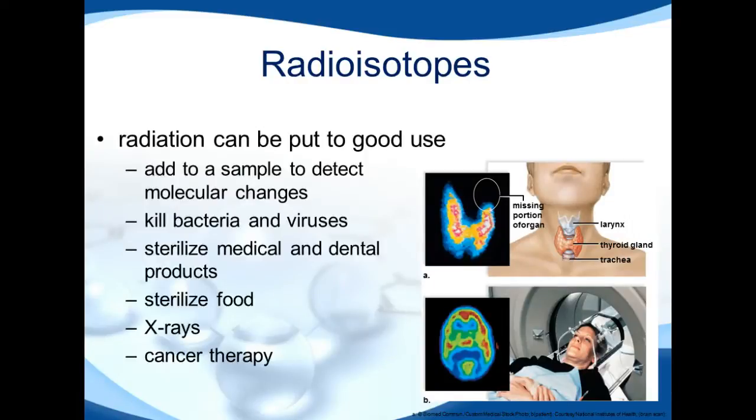But radiation can be put to good use as well. We use radiation for a bunch of different things. For those of us that work in the lab, we can add radiation to a sample and we can use that to detect molecular changes. There are all sorts of different types of experiments that utilize radiation. We can use radiation to kill bacteria and viruses to sterilize things. And so radiation is frequently used to sterilize medical and dental products. It's used to sterilize food. We can use it for x-rays for diagnostic purposes, and we can use it for things like cancer therapy.